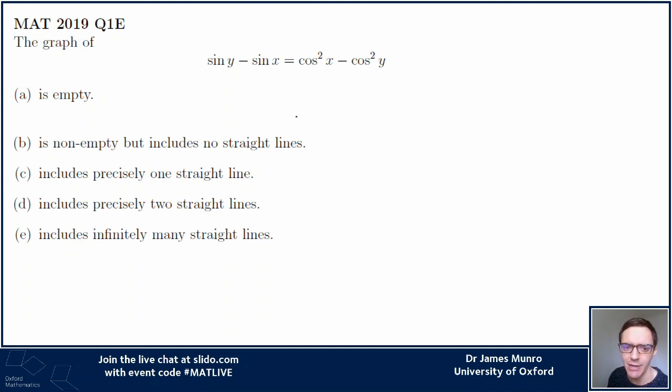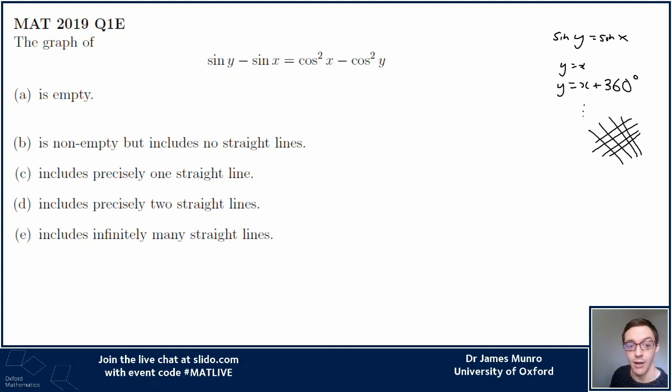I've seen in a previous math question things looking a bit like this, where we sketch something like sine y equals sine x. That contains lots of straight lines, because it has things like y equals x, but also things like y equals x plus 360 degrees or something. So those are two different lines, and so on. There are lots of other lines in that picture. The picture works out to be something like this, with lots of lines meeting at right angles. Okay, so that's, I think, what the question is getting at.